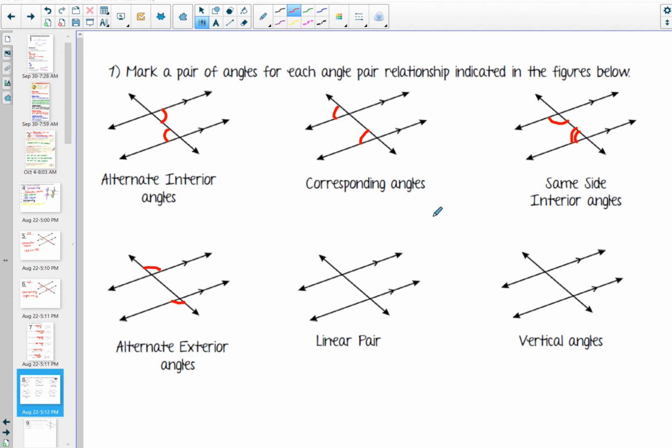Okay. Linear pair. Would you raise your hand now? I promise. Try the next one. I'm sorry. I did not see that. Okay. Linear pair.